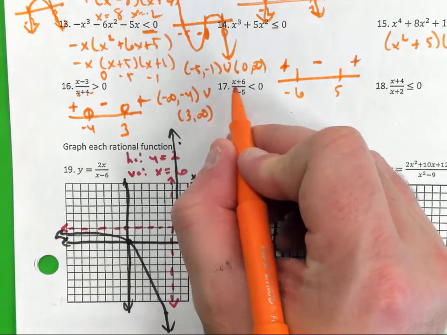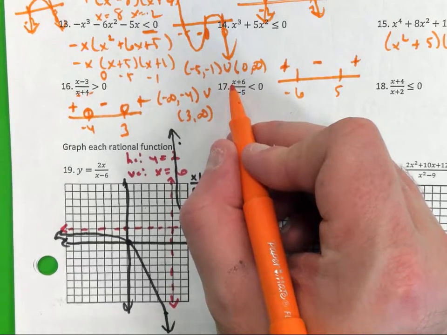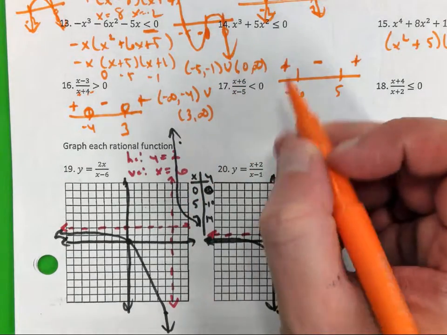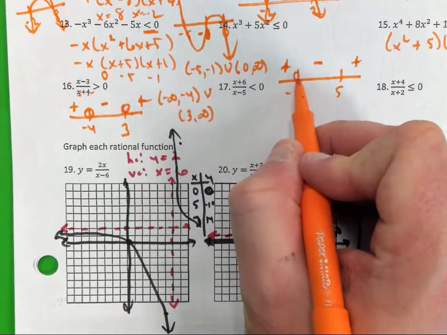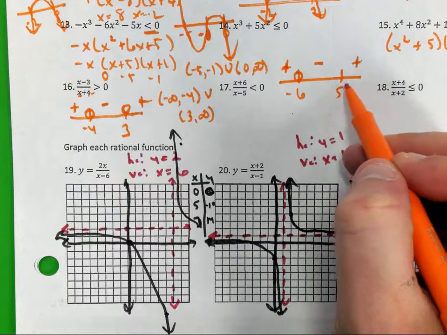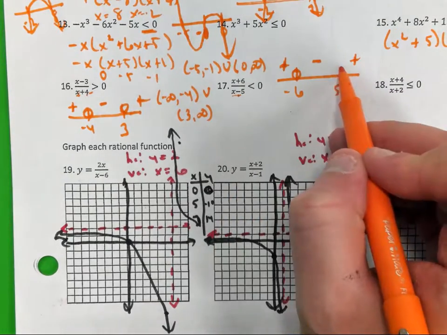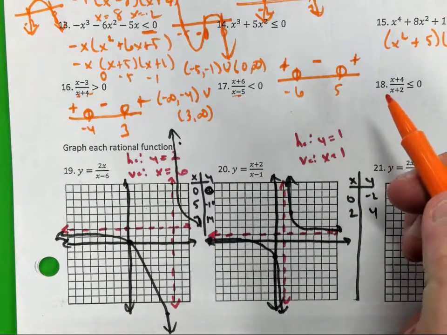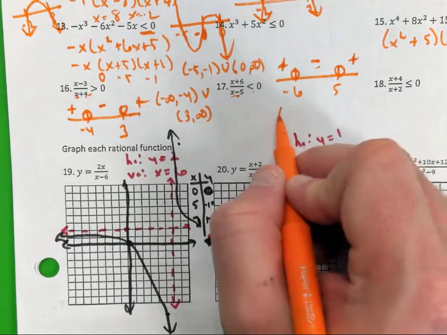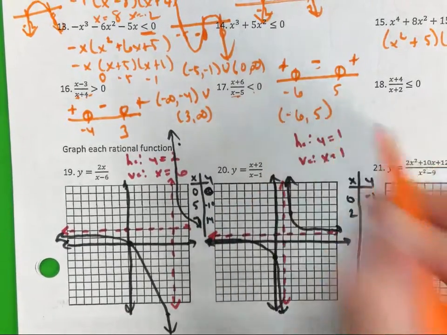Okay, if I plug negative 6 in, that would give me what? 0 in the numerator. What's 0 divided by anything? Would I put an open or closed dot here? Because it says less than, that's not less than. All right, I plug 5 in, I get a 0 in the denominator, so I'm going to put an open dot there. I want less than 0, so I would choose the negative value. So it would be from where? Very good.